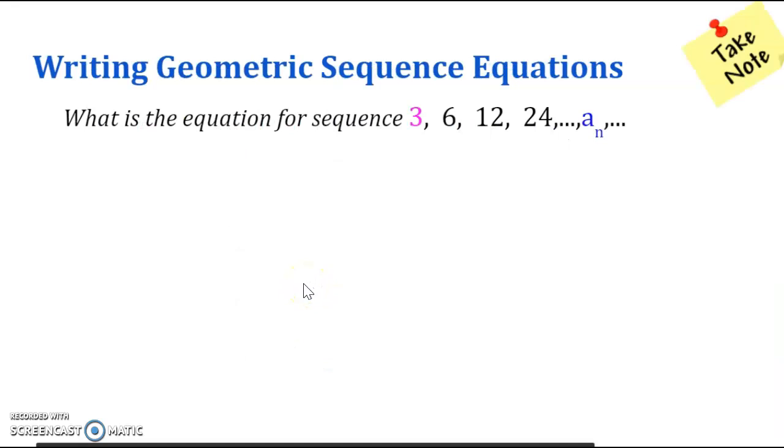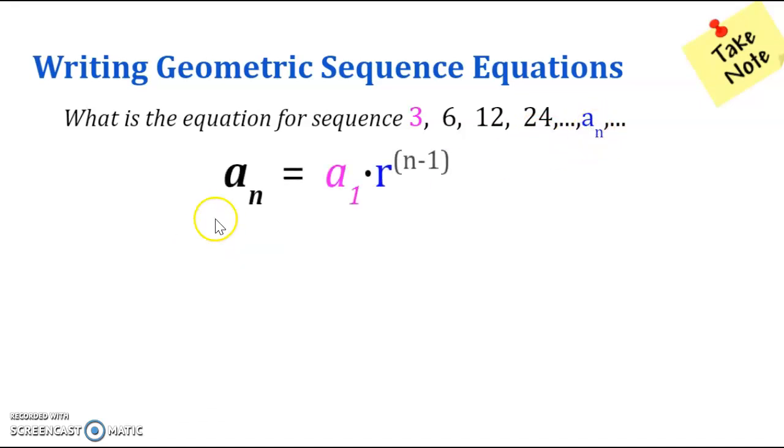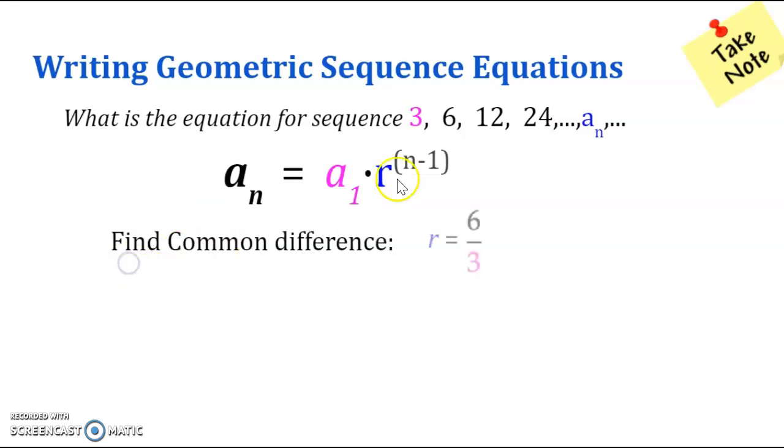Okay, so then writing geometric sequence equation, what is the equation for 3, 6, 12, 24, then continuing on, a sub n? Okay, that's the nth term value. How do we do that? That is our general form. Find the common ratio first. We get the second number divided by the previous number. So that's going to be 6 divided by 3. That's going to be 2. So common ratio is 2.